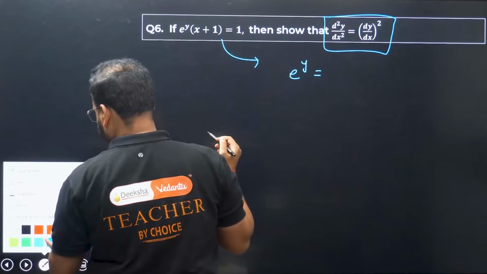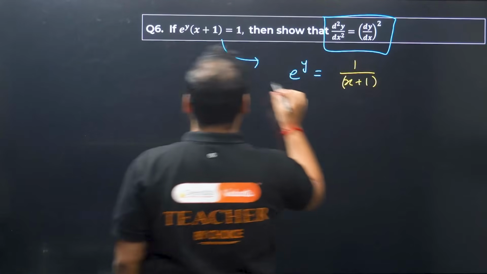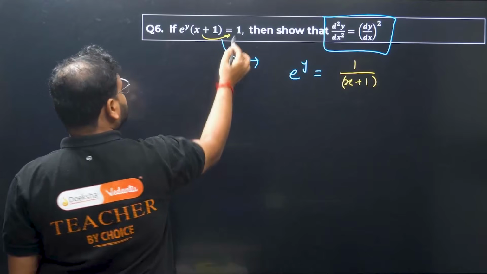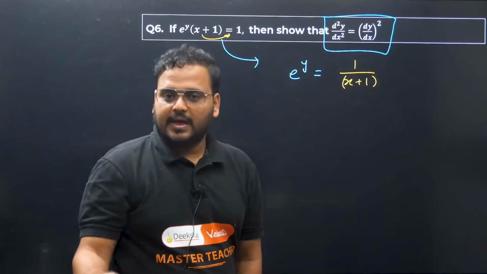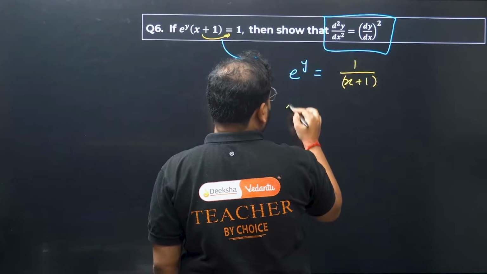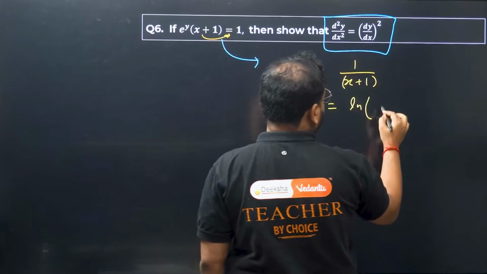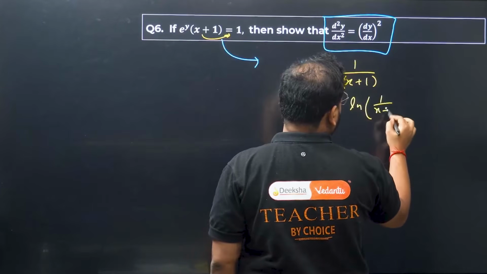My mistake, sir. 1 upon x plus 1. Okay, so I'm taking this x plus y on this side. It will become 1 upon x plus 1. Next is what? Apply log on both sides. Apply ln of e power y and ln of 1 upon x plus 1.